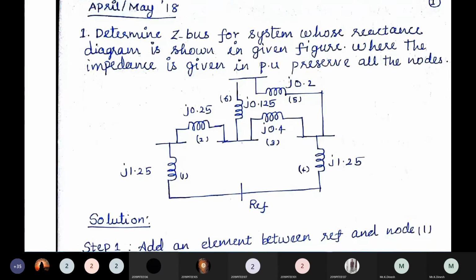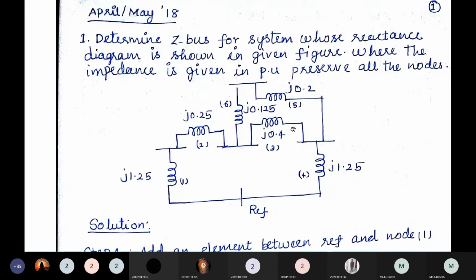And one more problem. I think it was before COVID that this question was asked in the university examination. So only I have solved it here. Yes, April-May 2019 regular examination, they asked this question: determine Z plus of the system whose reactance diagram is shown in the given figure. This question may be asked in unit number 1 or 3.